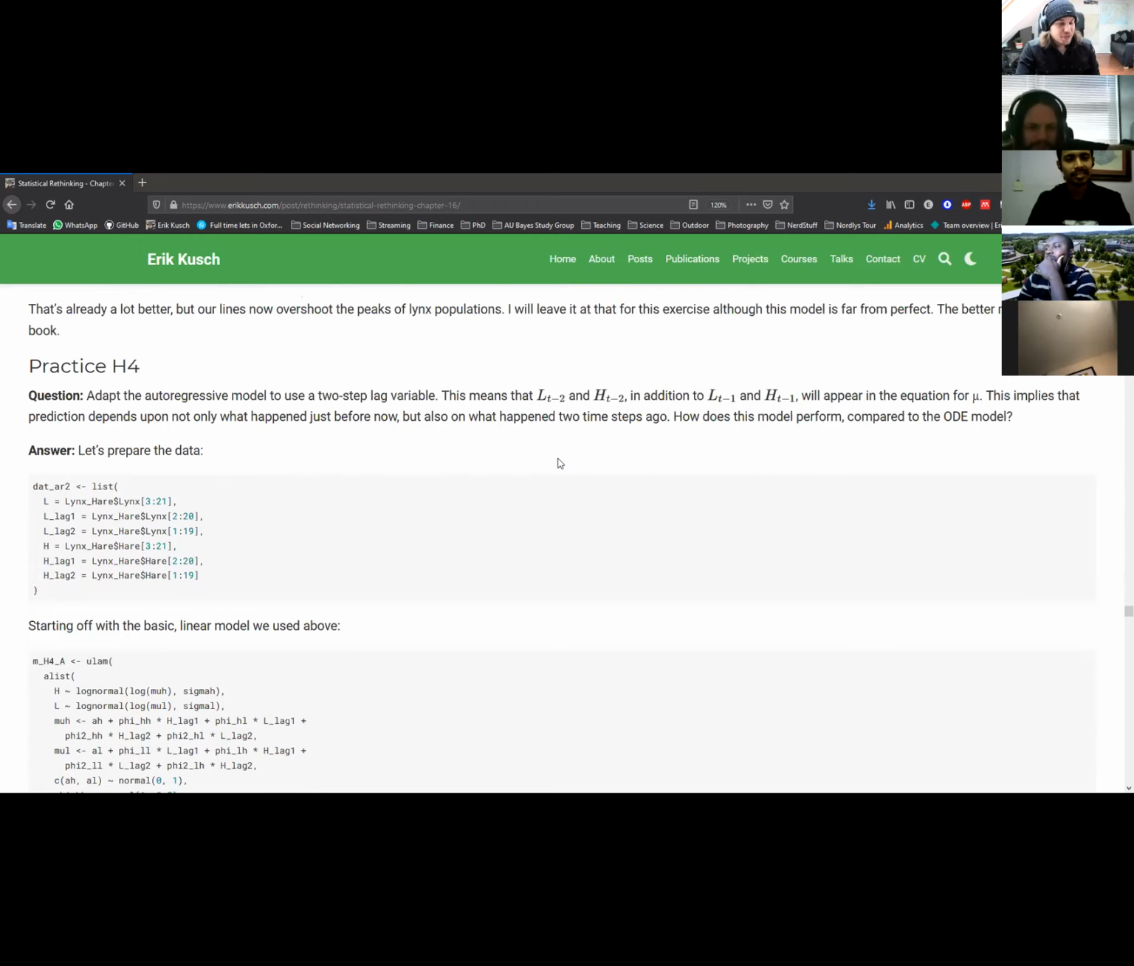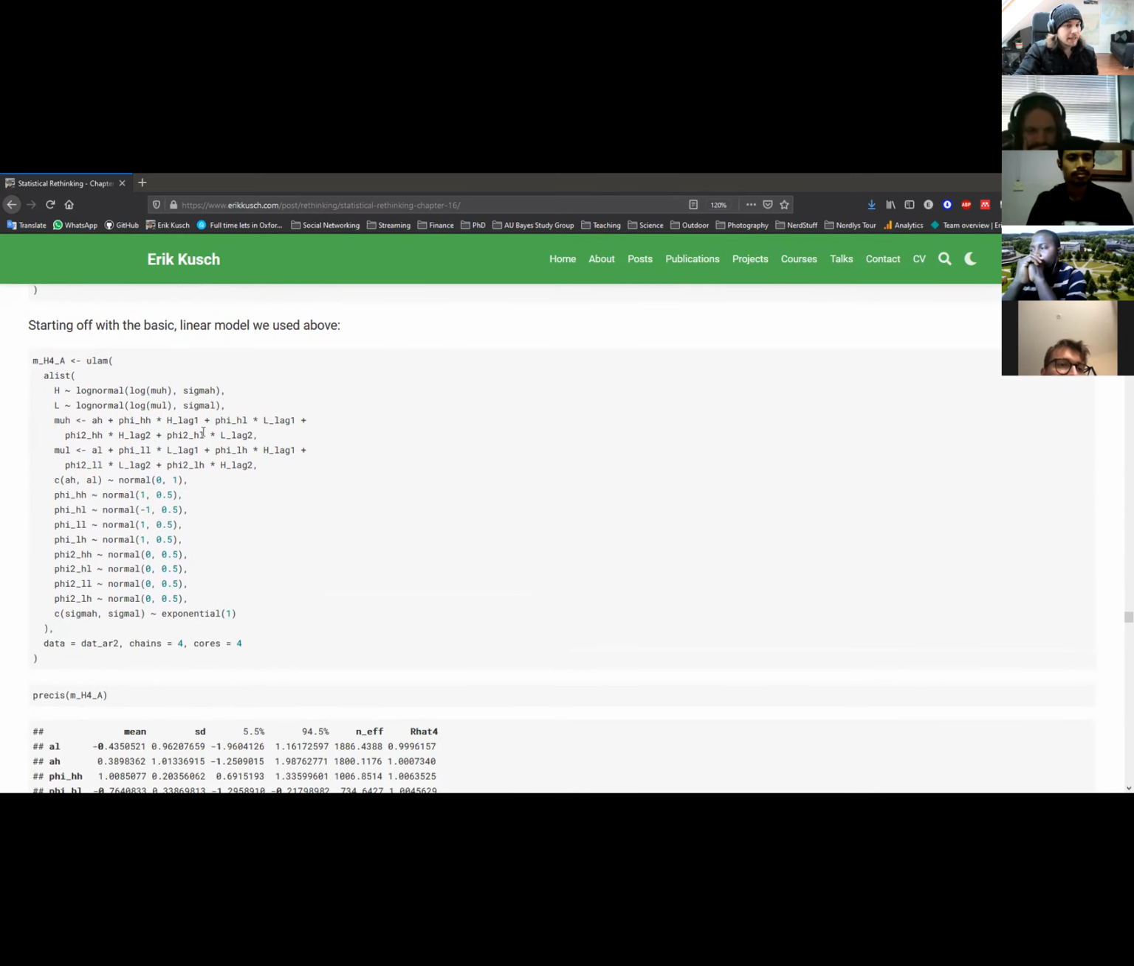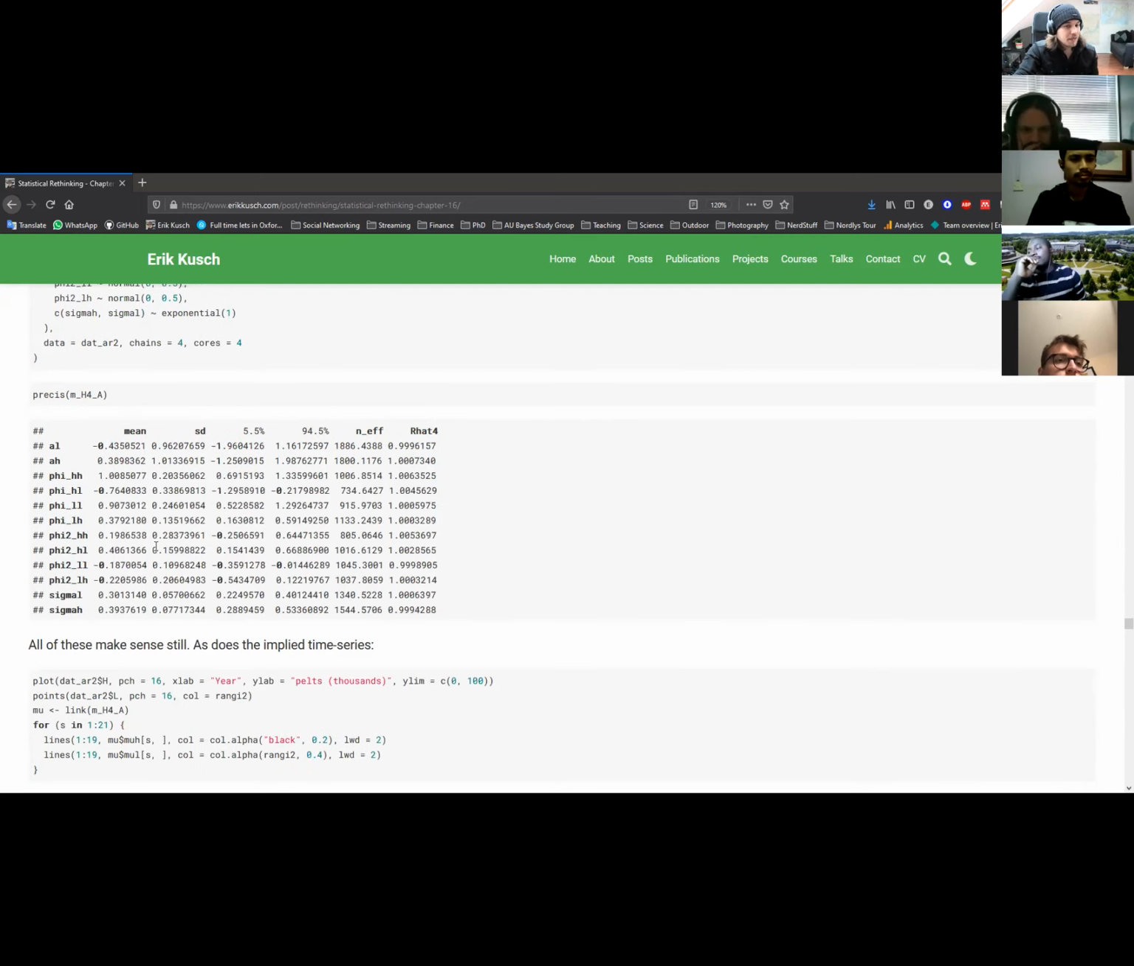Now we go on to practice H4, which told us to adapt the autoregressive model from before with a two-step lag variable. So I just do the model from before, and I add the lag 2 to the lag 1. I run the model without looking into the actual estimates here. Let's just look at the time series that get produced.